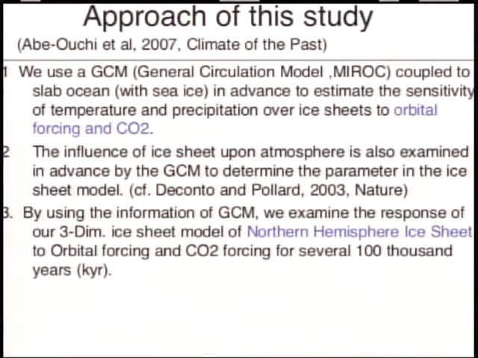Also, the influence of the ice sheet upon the atmosphere is examined in advance by the GCM to determine the parameters in the ice sheet model. This is similar to the approach of Dave Pollard, but for the Northern Hemisphere, since the geographical distribution is quite complicated, we had to separate a lot of effects that I will explain later. Then I'm using this GCM information and examining the response of the three-dimensional ice sheet model of the Northern Hemisphere ice sheet to orbital forcing and CO2 forcing for several glacial interglacial cycles.